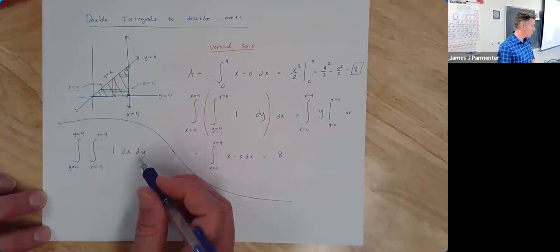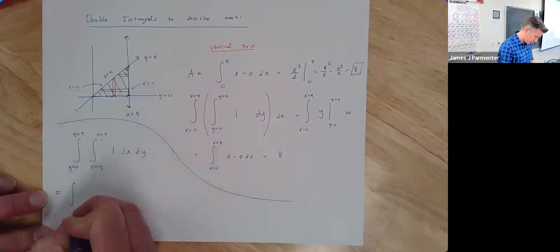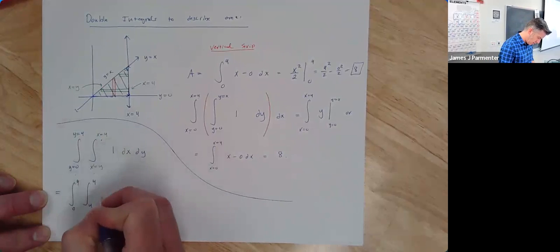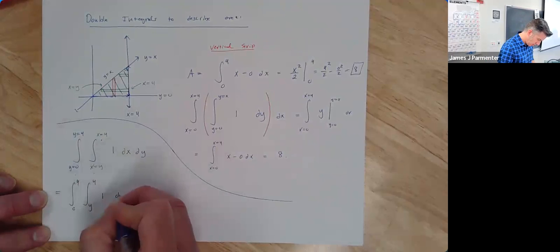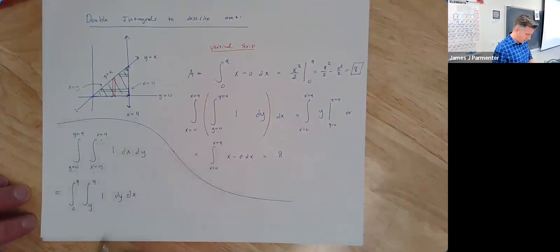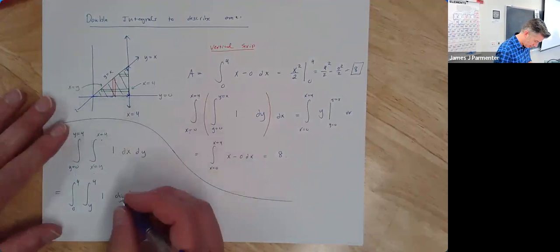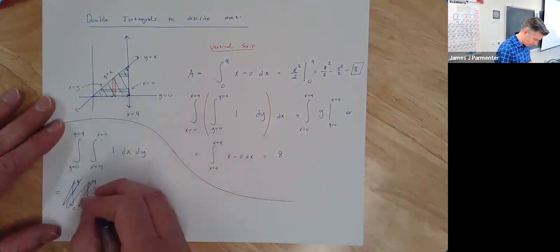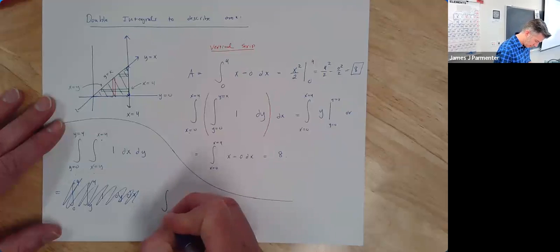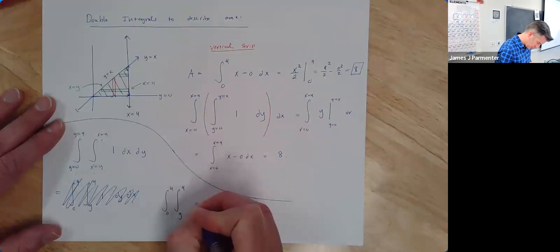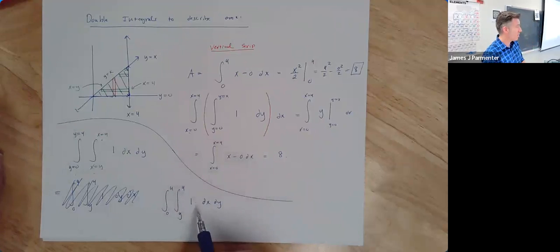Most books would write this integral as integral from 0 to 4, integral from y to 4 of 1 dy dx. Oh, sorry, I messed up the order there. I apologize. That should be a dx dy. Let me scratch that out and write it again. It should really be this. Sometimes they don't write the 1. You'll see textbooks just write dx dy here.